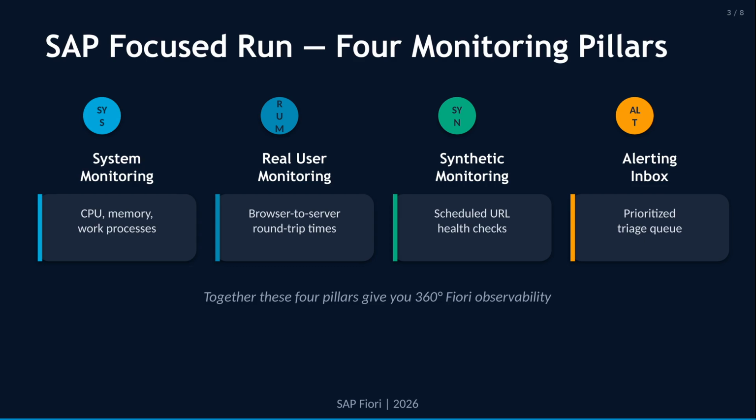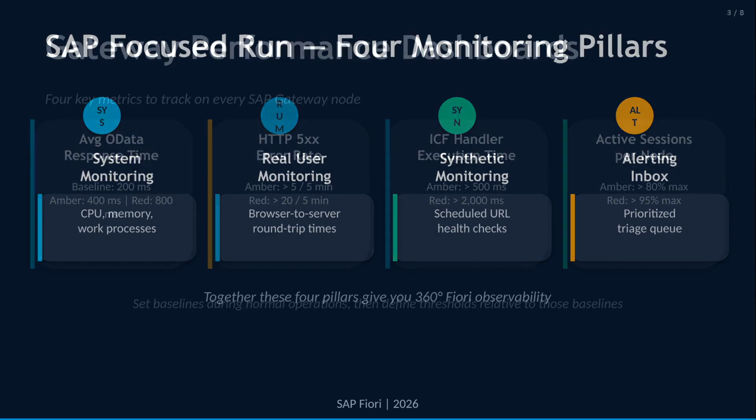Third, synthetic monitoring lets you run scheduled URL checks against your Launchpad and critical apps. Think of it as a heartbeat ping every 60 seconds. Fourth, the alerting inbox aggregates every threshold breach into a single, prioritized queue your on-call team can triage without jumping between screens. These 4 pillars give you a 360-degree view of Fiori Health.